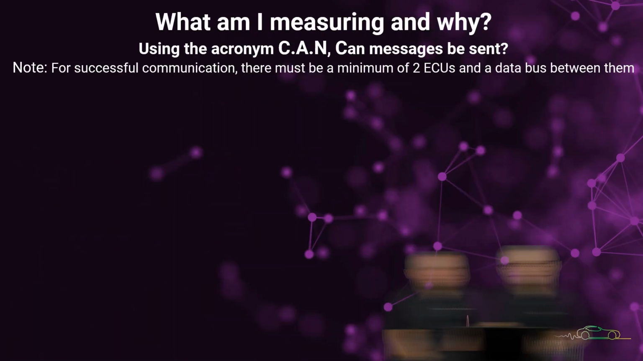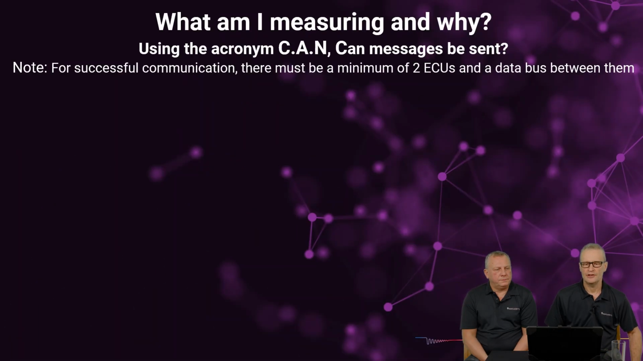So what am I measuring and why? Using the acronym C.A.N, can messages be sent? Let's start with that. So a note here: for successful communication there must be a minimum of 2 ECUs and a data bus between them, because that defines what's required for communication. If you haven't got that, there will be no communication. There might be something that is babbling, sending data out, but nothing coming back, because there is nothing to receive, or nothing to hear, nothing to interpret.